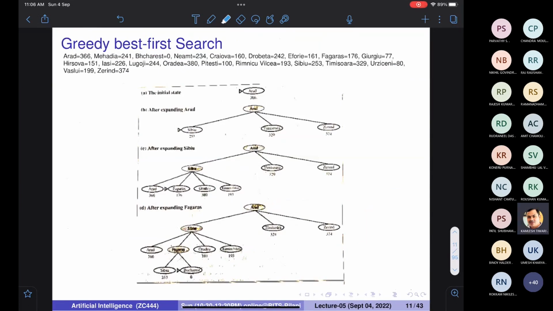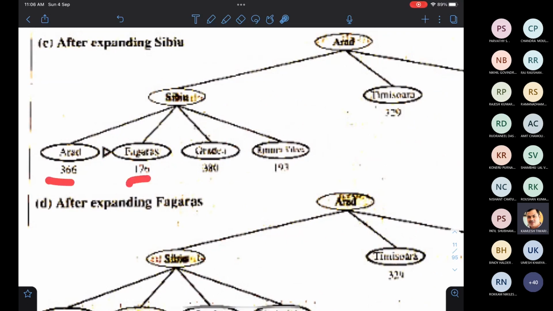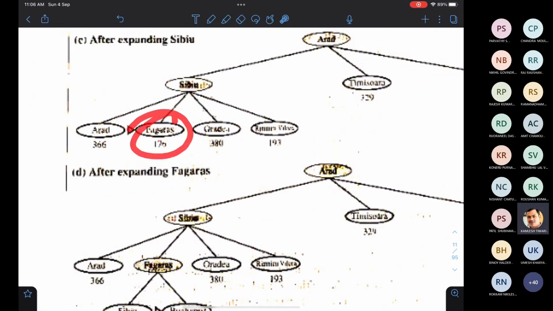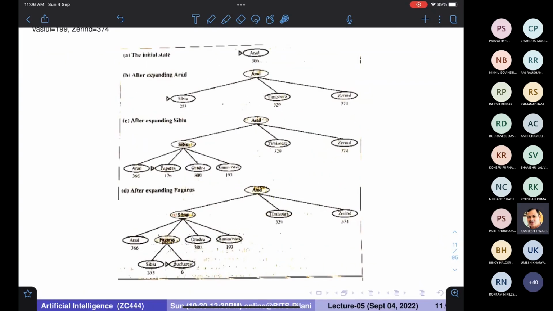Okay. So here, this particular figure shows the same thing that I was discussing from Arad. It says that the distance is 366. Here, three places are there. Sibiu is 253. Now you are going to explore Sibiu. You see that the values are 366, 176, 380, and 193. So definitely you are going to explore Fagaras. From Fagaras, you see that Bucharest is the next one. So you go in this particular direction.